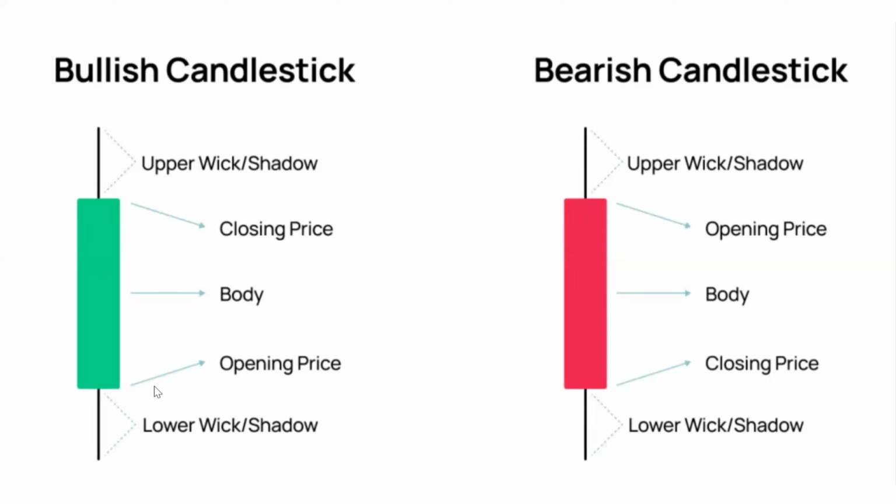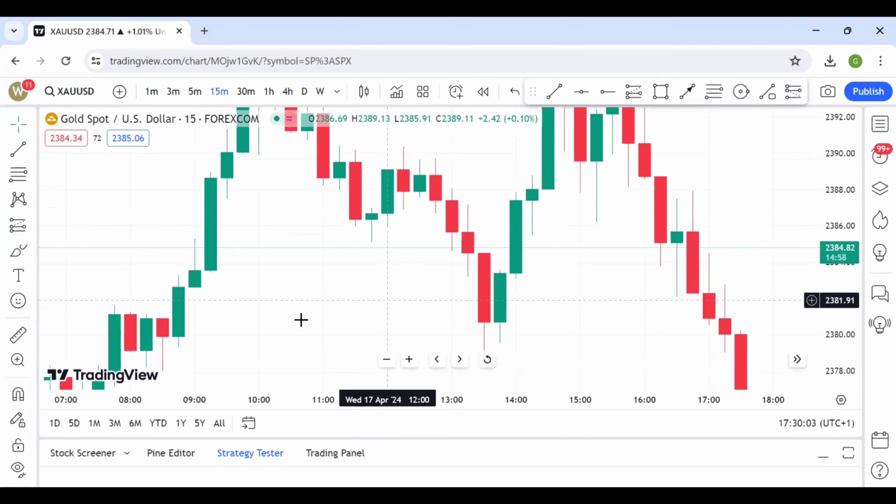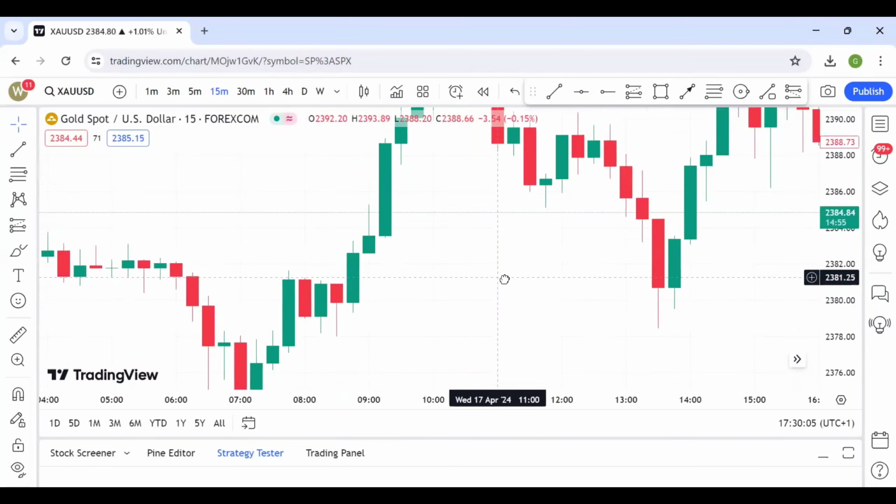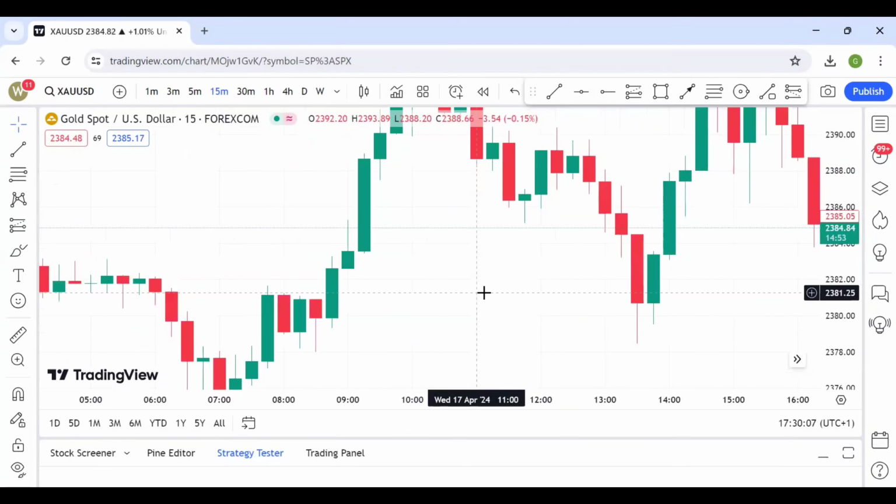So now let's jump to our live chart on gold so that we can be spotting them one after the other. Then I'll be explaining how to trade each and every candlestick or pattern. So let's go to our chart. How do you trade candlesticks? That's our major focus in this tutorial.